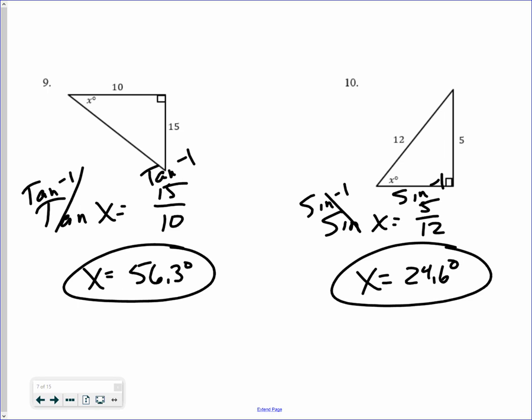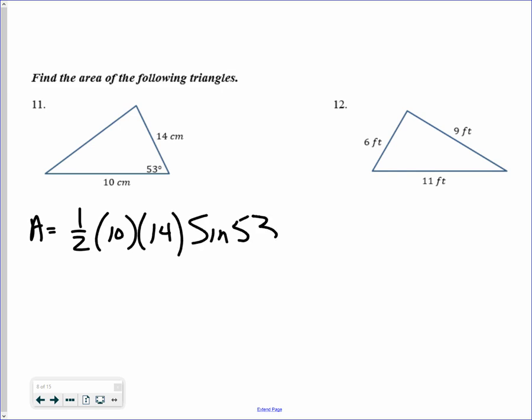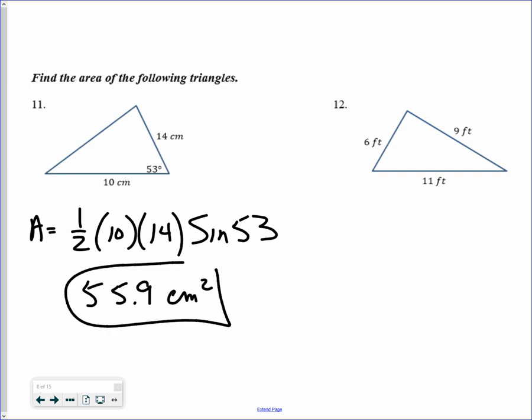So, using SOHCAHTOA, area formulas. Again, there are two area formulas that you learned in this particular section. One is dealing with sine, the other one is dealing with Heron's formula. Area formula with sine would be half one side, other side, times the sine of the angle in between. So again, typing that into your calculator, you should get 55.9 square centimeters.